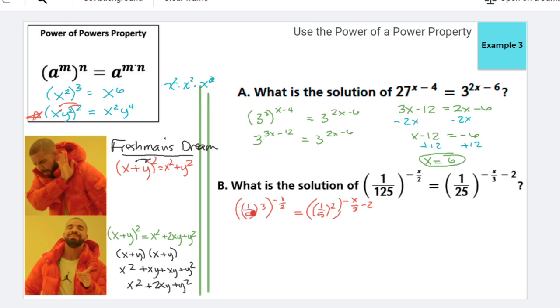Now don't let yourself get super confused with having so many sets of parentheses. The only reason why I have these inner parentheses is because of the fraction. I don't want it to look like 1 cubed divided by 5, okay?